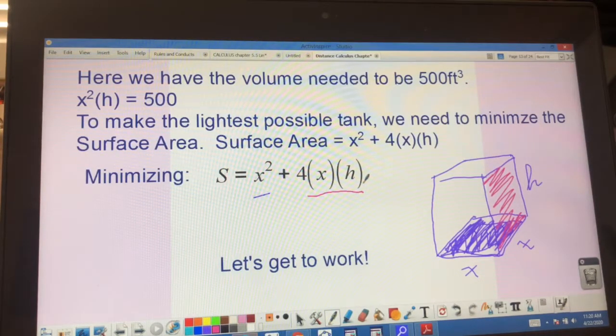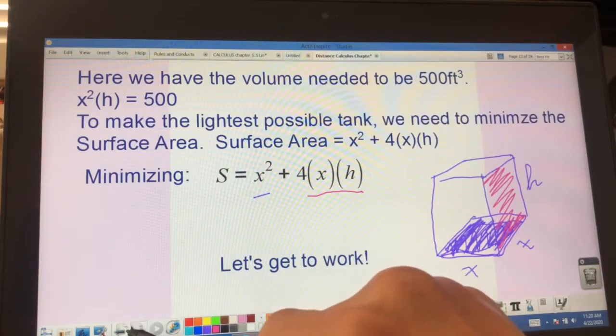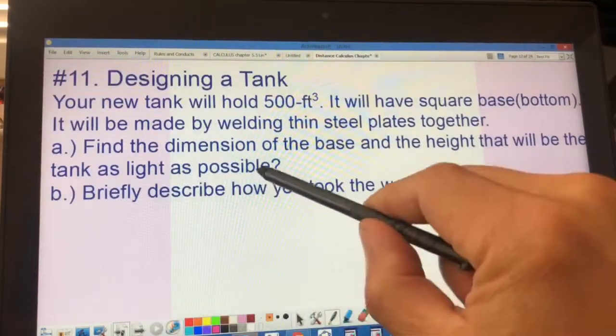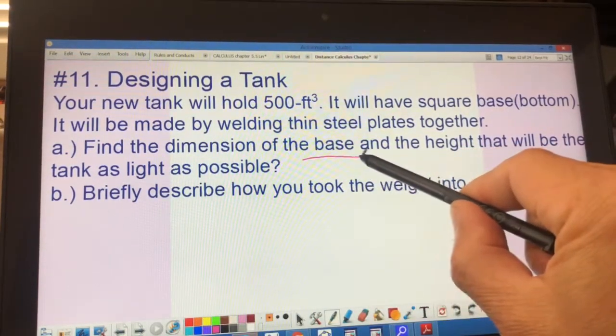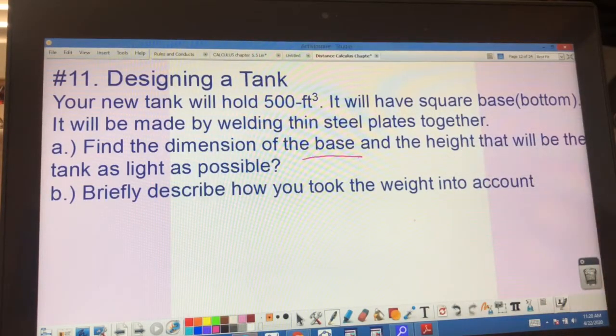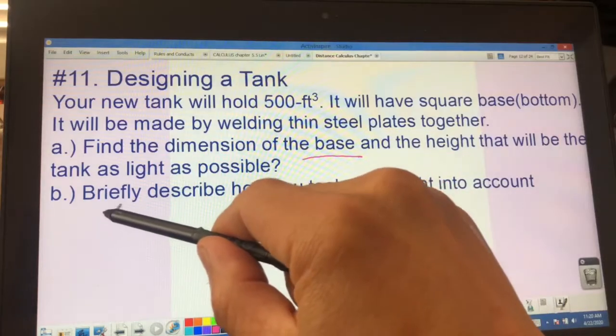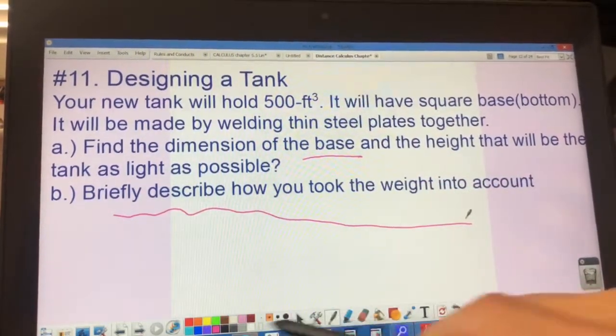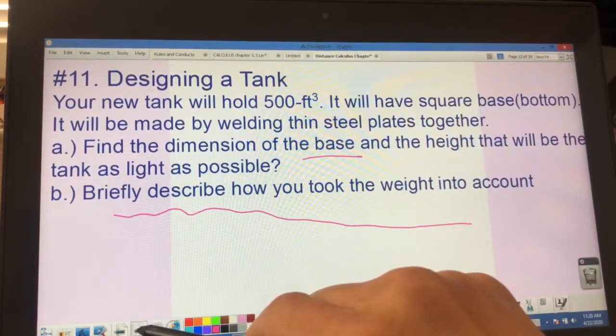Okay. So now those two equations have to work together to get your answer. Now what is the answer that you want? You want to find the base dimension, which is how long is the x, and the height, which is the h. Don't worry about this part too much. That's your second part, okay?